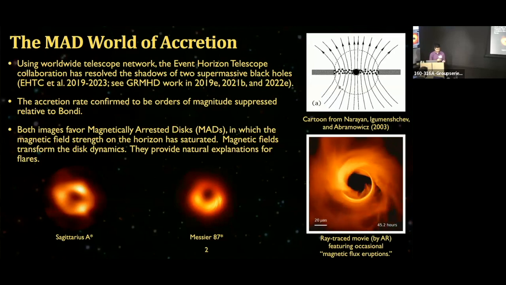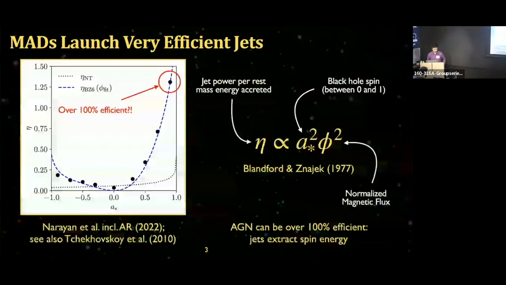In these models, we have studied the feedback properties, and we have known for over 10 years that such magnetically arrested disks launch very efficient jets, and that these jets are powered by the Blandford-Znajek mechanism. As we look at this equation on the right, you could see that the jet efficiency, that is the power per rest mass energy accreted, scales, at least for low values of spin, with the square of the spin as well as the square of the normalized magnetic flux on the horizon.